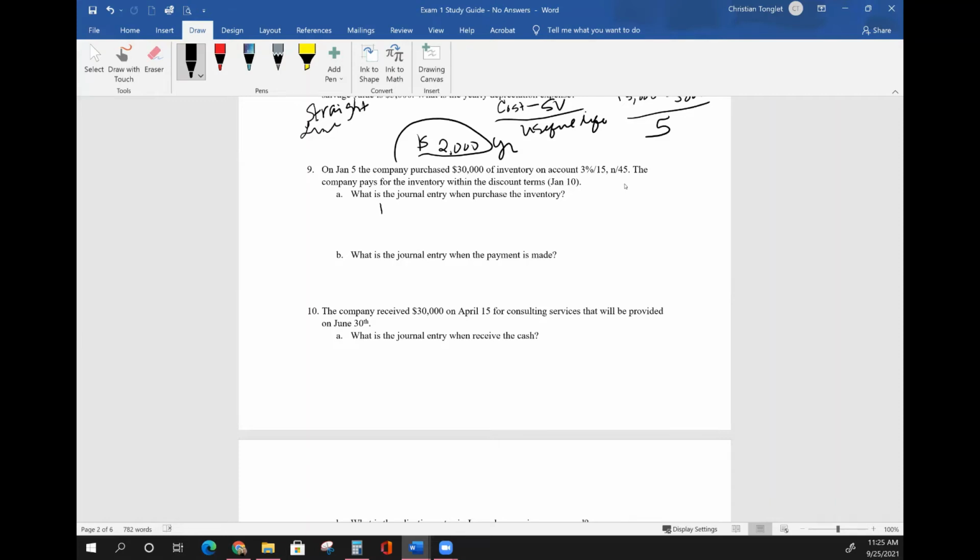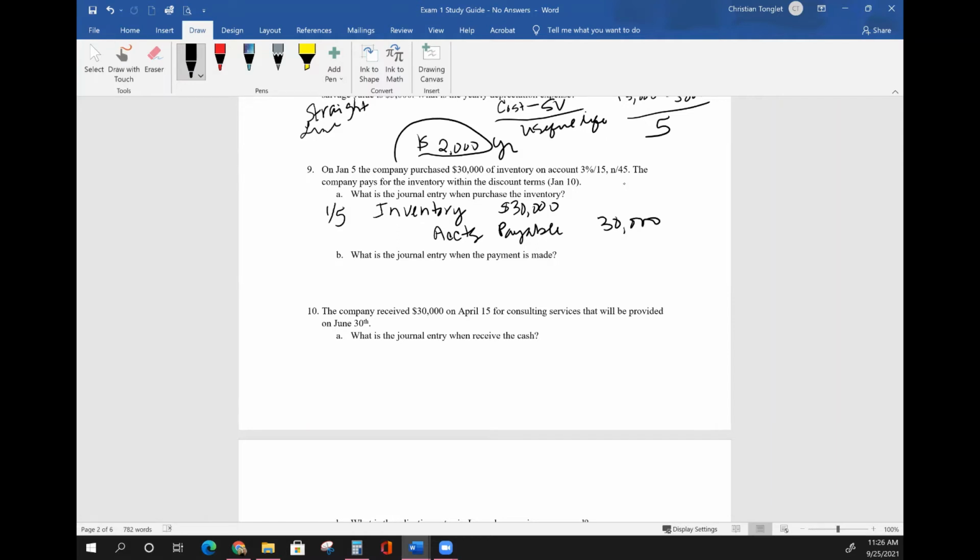So this is going to be dated January 1/5. Okay, so I'm going to go inventory or merchandising inventory for 30,000. And then I have accounts payable for the full amount. I'm going to set it up for the whole amount, 30,000. I'm not going to list it having a discount, not yet, unless I pay it within terms. So when I purchase it, I have to set up the entire amount as a liability that I owe.